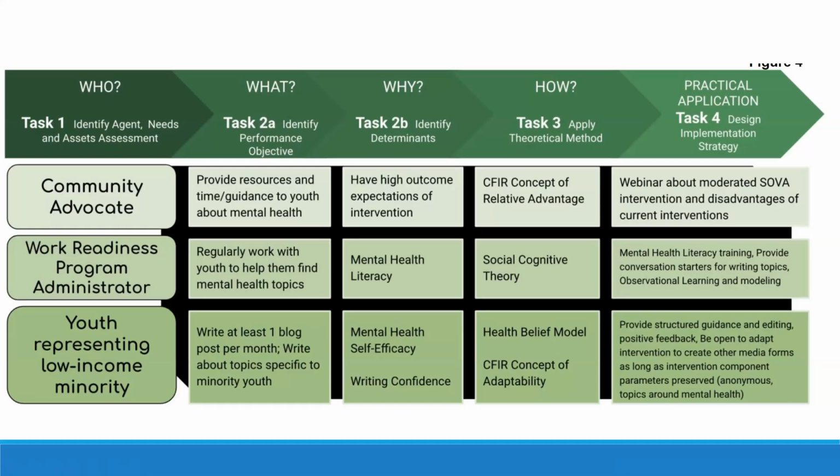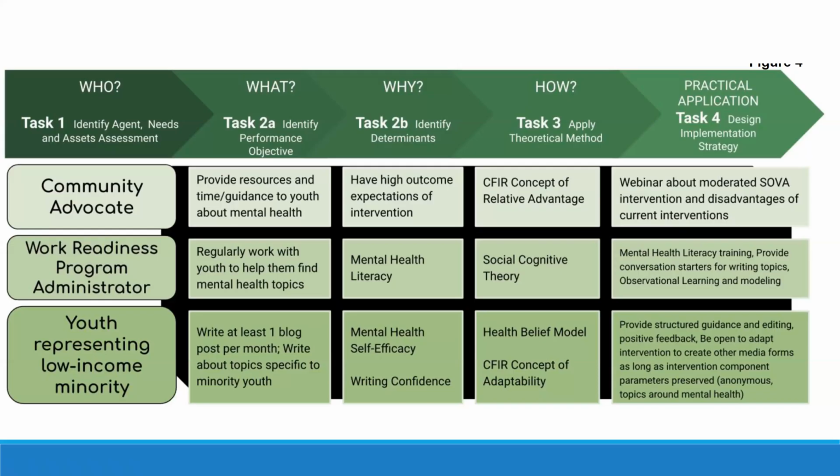Okay. So now we figured out why someone might not do the tasks that we want them to do. The next step is how. How are they going to do the task? How are we going to address their why that's kind of getting in the way? And that's where we pull out these theories, implementation theory and strategy.